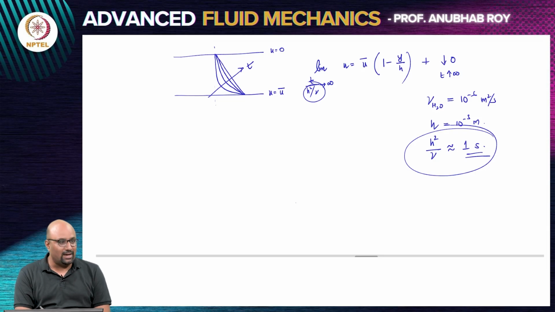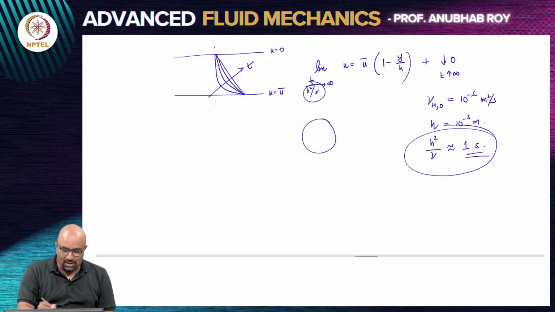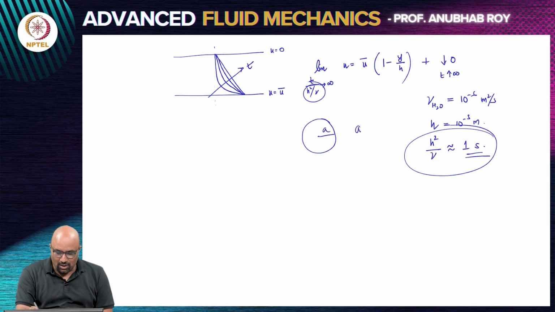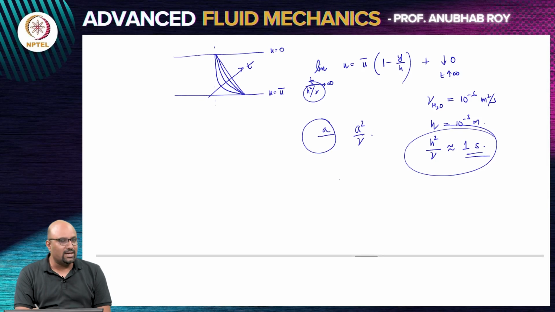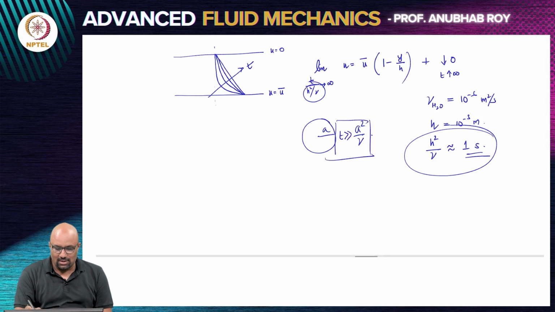Like instead of it being an internal flow, if you had an external flow where you had some unsteady effects and you are asking how long should you wait for steady state to be attained, and let's say a is the typical size of the object, you automatically arrive at a viscous time scale which is a square by nu. And if you are observing the dynamics on a time scale much larger than this, you should see a steady state problem.